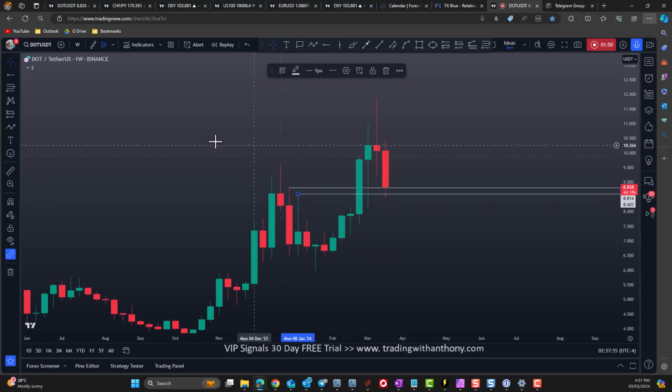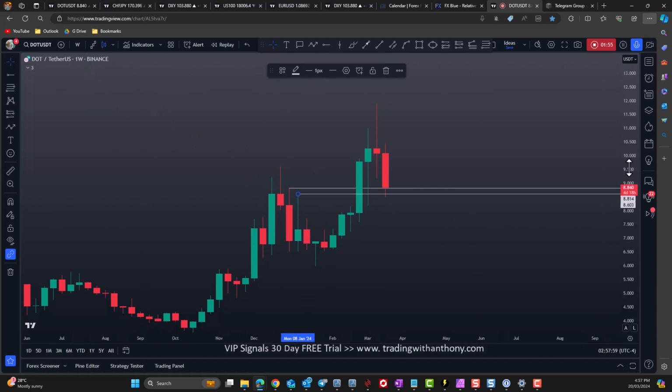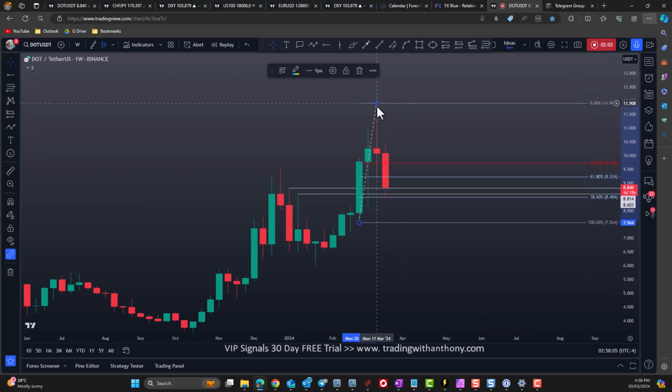Let's have a look at it on the daily. But I mean, before we do, the kind of thing that I'm looking for in a bullish trend like this is if we pull it Fibonacci low to high. Yeah, I mean, it's really pushed through my 61.8. Well, actually it's pushed right down into the 786.